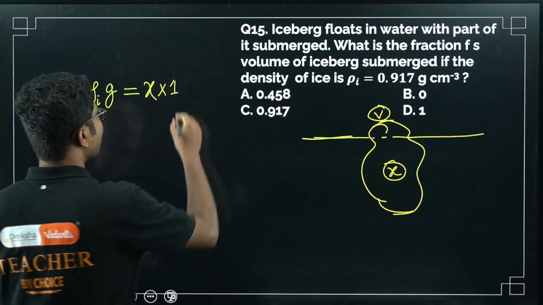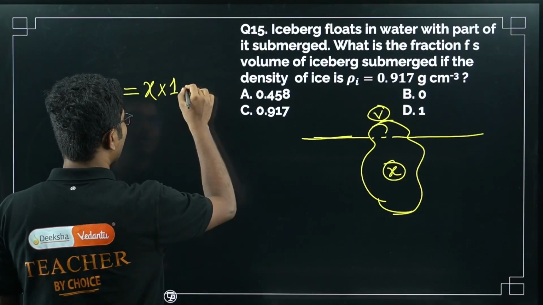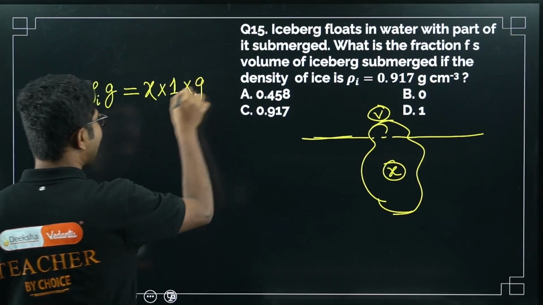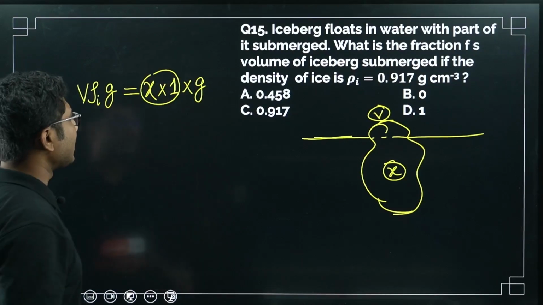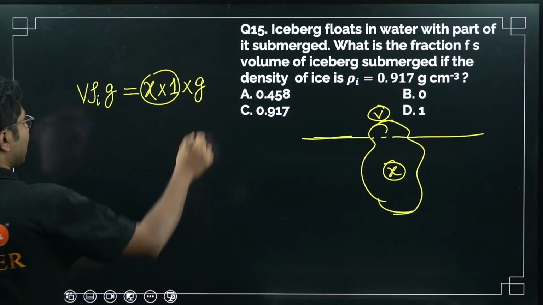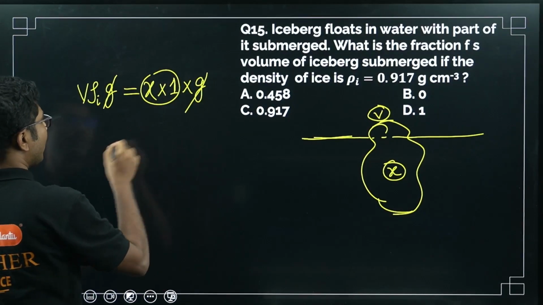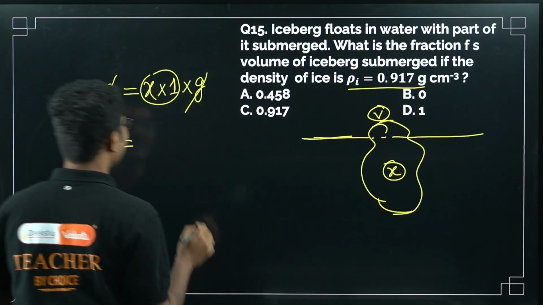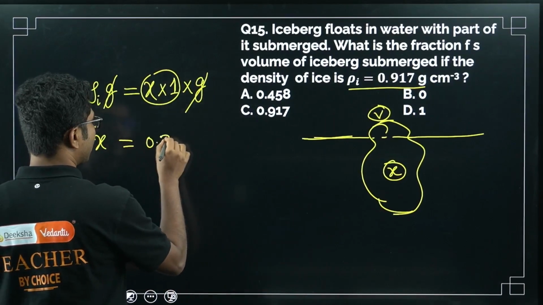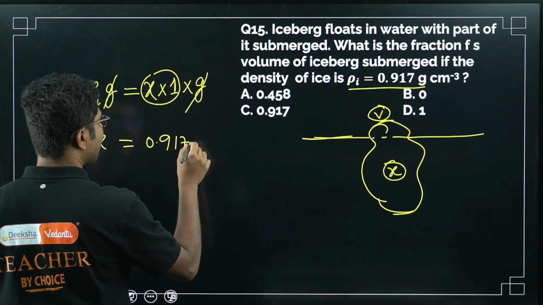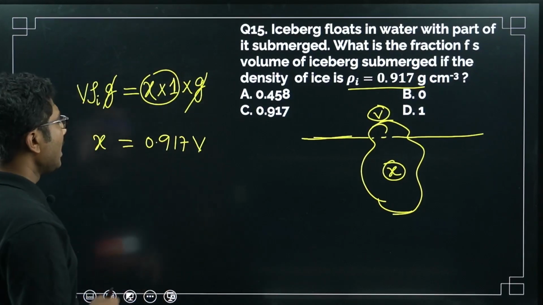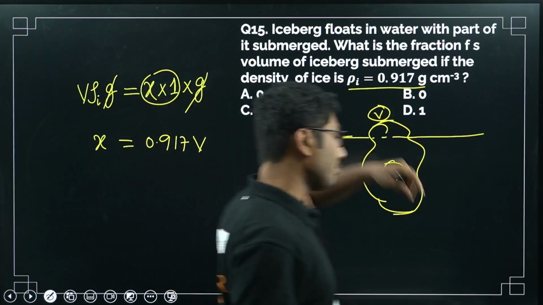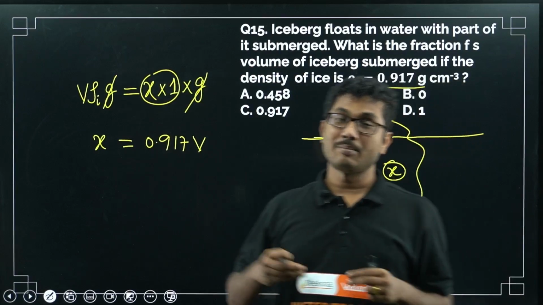Okay, because it is water, the density of water you can take it to be 1, and that is the mass of the displaced water, and this is gravitational acceleration. So g cancels. Okay, so X equals to, what is the rho I? Rho I is given, 0.917 times V. Okay, the density of water, remember the density of water is 1 gram per cc unit.